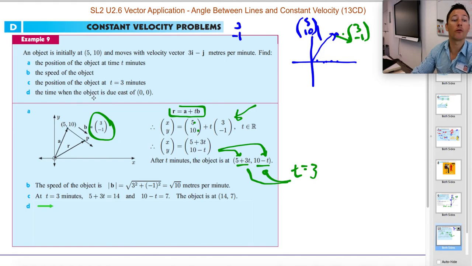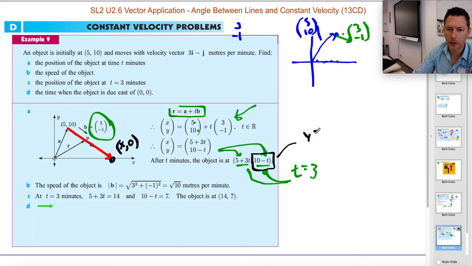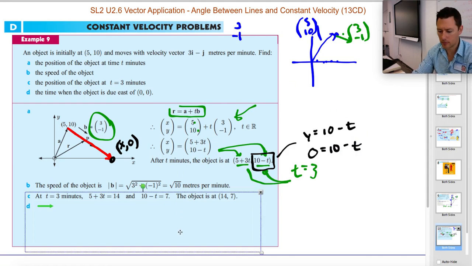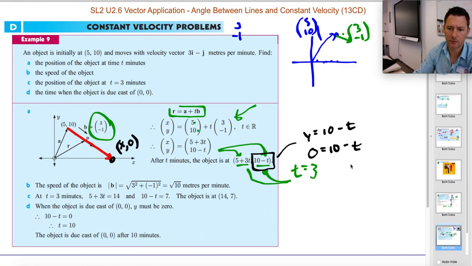And then, find the time when the object is due east. Well, I don't know where that'll be, but if this is moving, when it's due east, this position is something for x and 0 for y, right? So we can take this y equation. This is really y equals 10 minus t, and we want to know what time is y equals 0. So you could just solve for that. So you add t to both sides and get 10 minutes. Great.